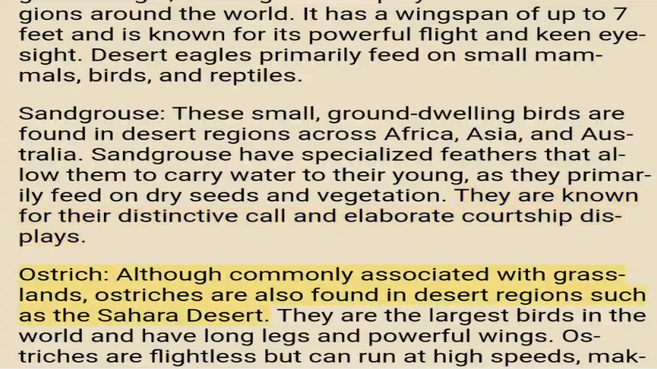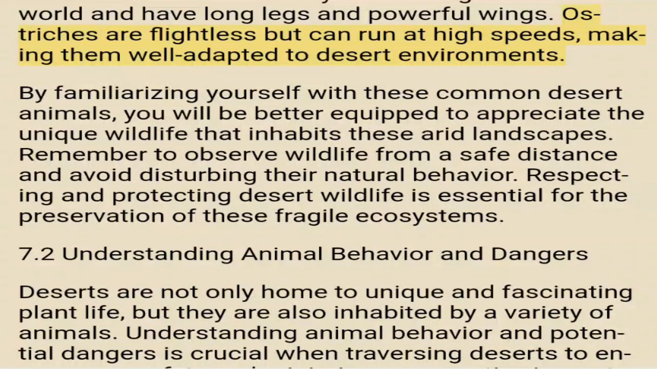Ostrich. Although commonly associated with grasslands, ostriches are also found in desert regions such as the Sahara Desert. They are the largest birds in the world and have long legs and powerful wings. Ostriches are flightless but can run at high speeds, making them well adapted to desert environments.